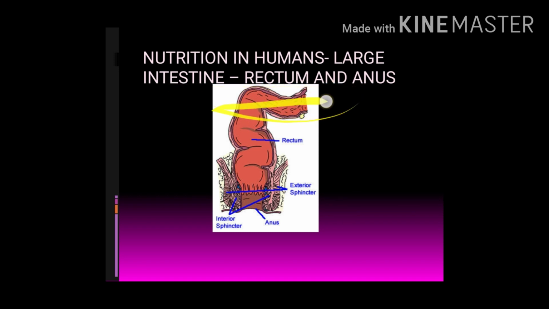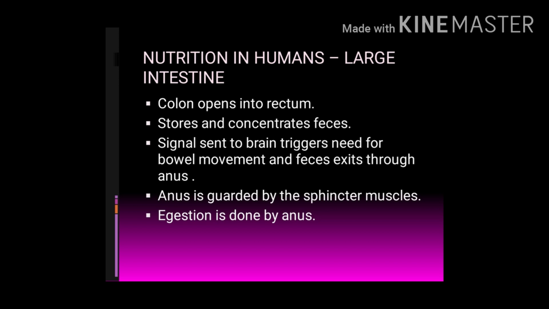Now this is a diagram of the rectum, where the undigested food material is stored. You can see the opening, the anus, and the sphincter muscles which are guarding the anus, the exterior and the interior sphincter muscles. Now the colon opens into the rectum, which stores and concentrates feces, sends signals to the brain, triggers the need for a bowel movement, and feces exits through the anus. The anus is guarded by the sphincter muscles. Egestion is done by the anus. So that is the last step of digestion or nutrition in human beings.